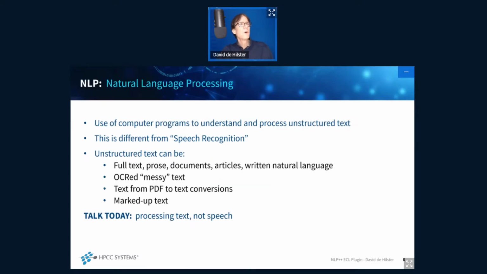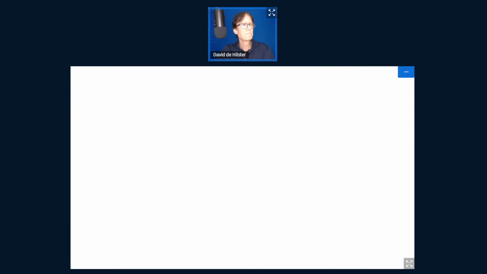So just a few bits on terminology. The abbreviation NLP stands for natural language processing. It's the use of computer programs to understand and process unstructured language or text. This is different from speech recognition. A lot of people will get that mixed up. Unstructured text can be full text, prose, documents, articles, written language, OCR, and messy text, text from PDF to text conversions, marked up text. But today, again, we're going to be talking about processing text.